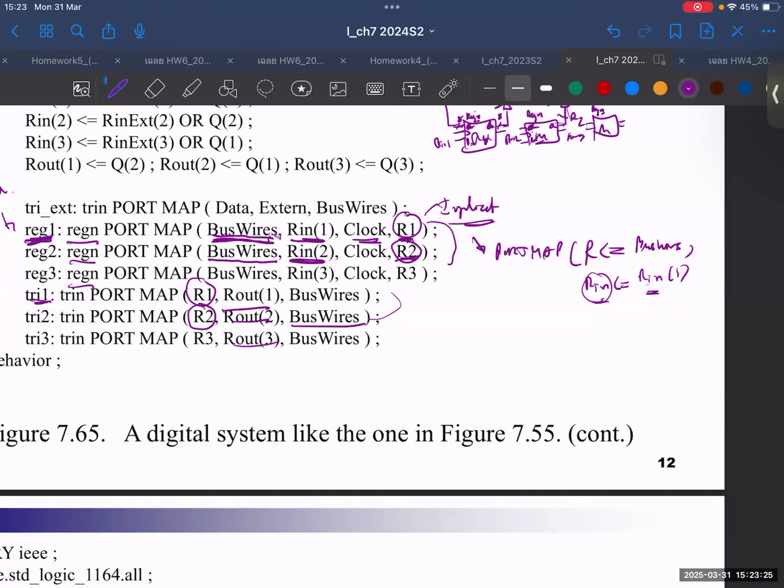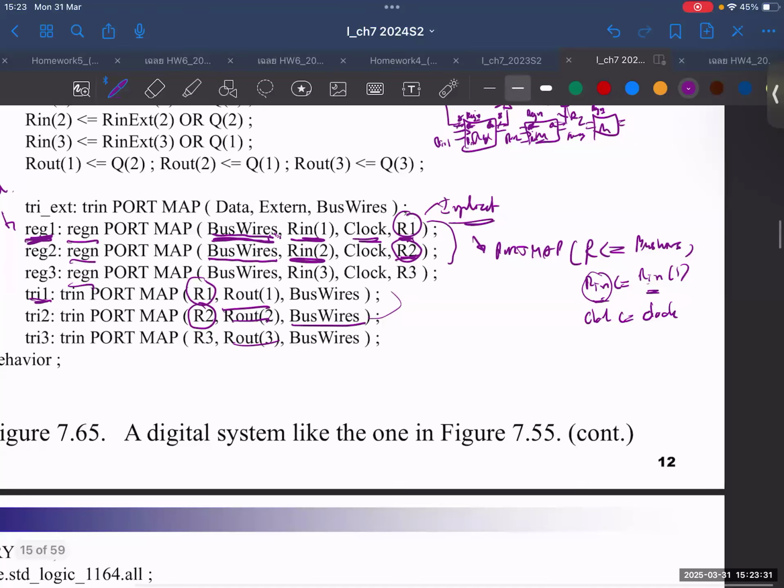And the next one is clock, so clock gets clock. And the third one is Q, so Q gets R1. That's what the actual meaning is. This is the hard way. If you do it explicitly, you can change the position, doesn't matter. You can change the sequence here. You can write Q first, doesn't matter, because it's explicitly stated which one gets which.